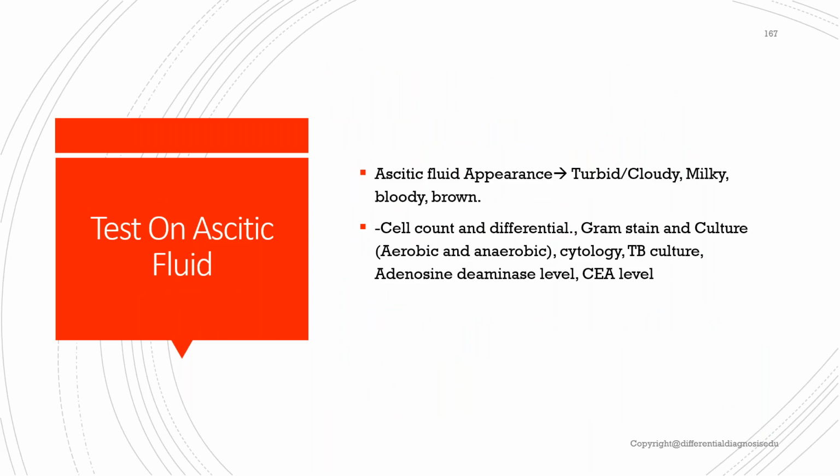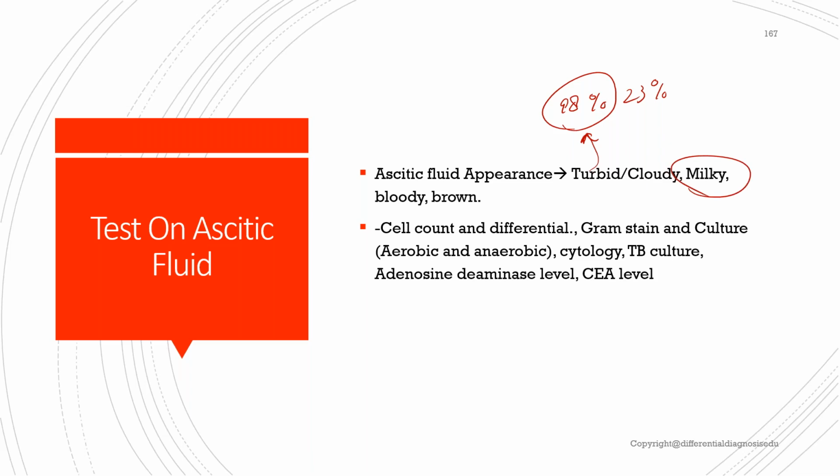So once you do paracentesis, first we look at the appearance. If the fluid is looking turbid, it means that it is infected, and the sensitivity of turbid fluid for infection is 98%, but the specificity is only 23%. But if it is looking turbid, there's a 98% chance that it is infected.